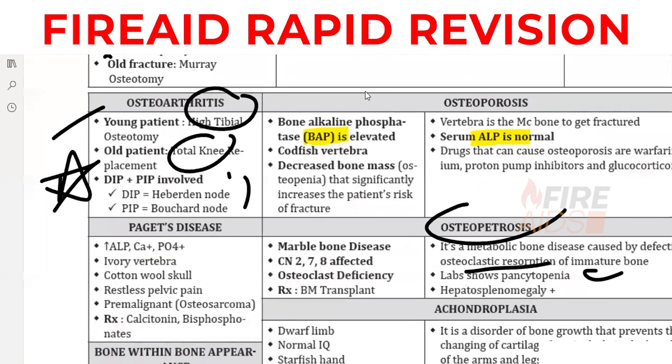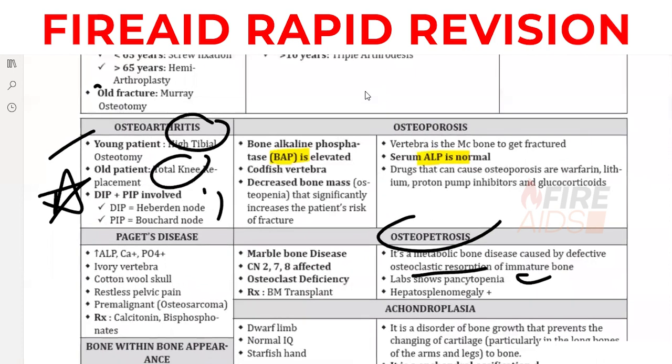One time an MCQ was asked regarding the drugs causing osteoporosis, and the answer was lithium. Lithium is a drug that causes osteoporosis. So it's better to know all the drugs regarding osteoporosis. They are warfarin, lithium, PPI and glucocorticoids.